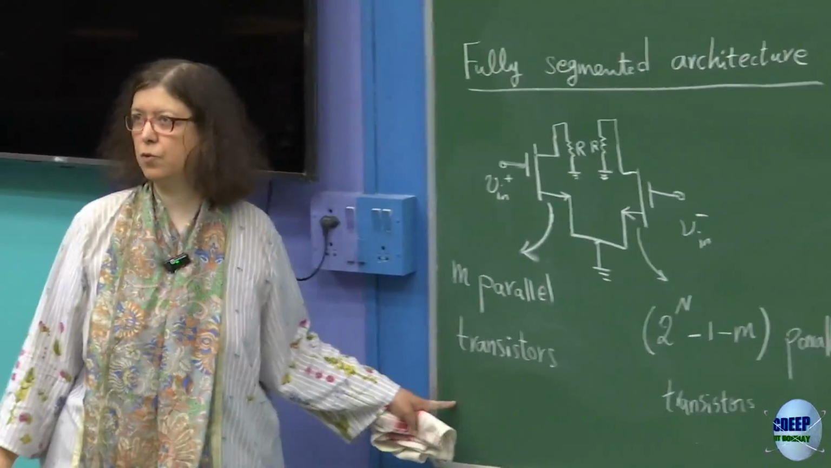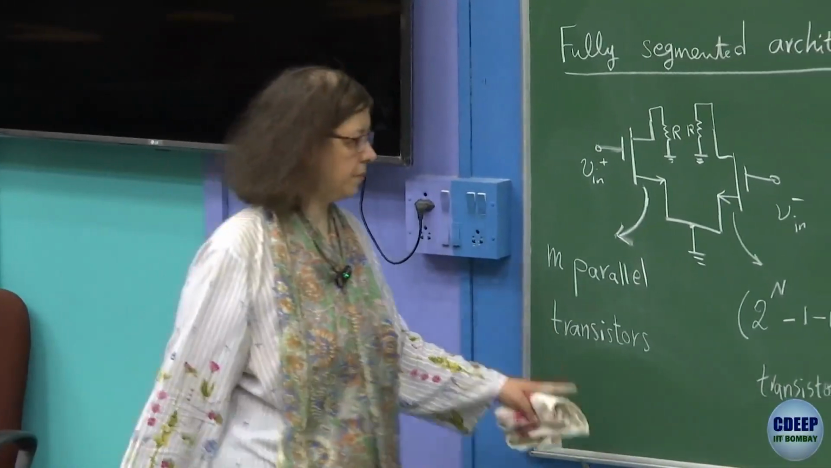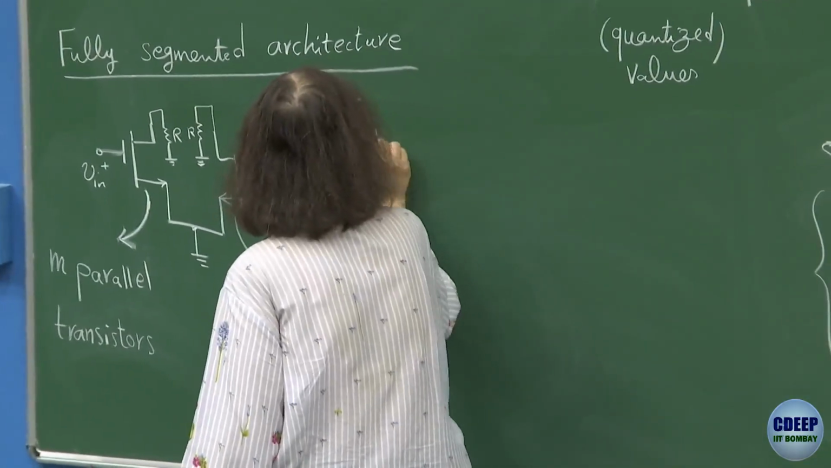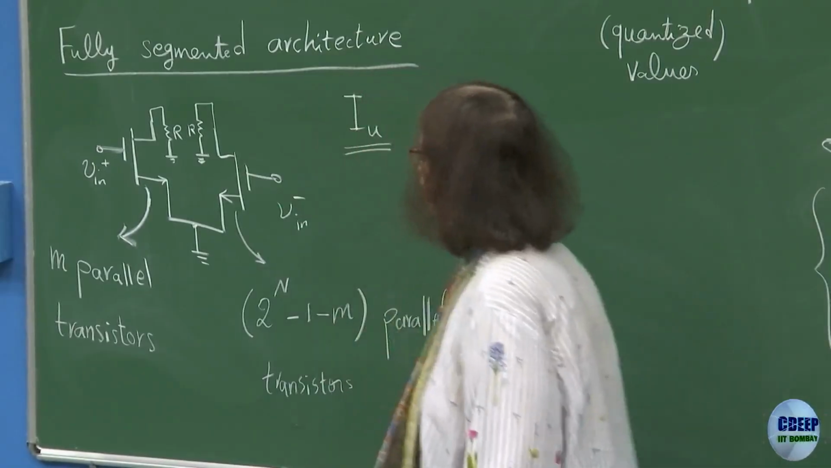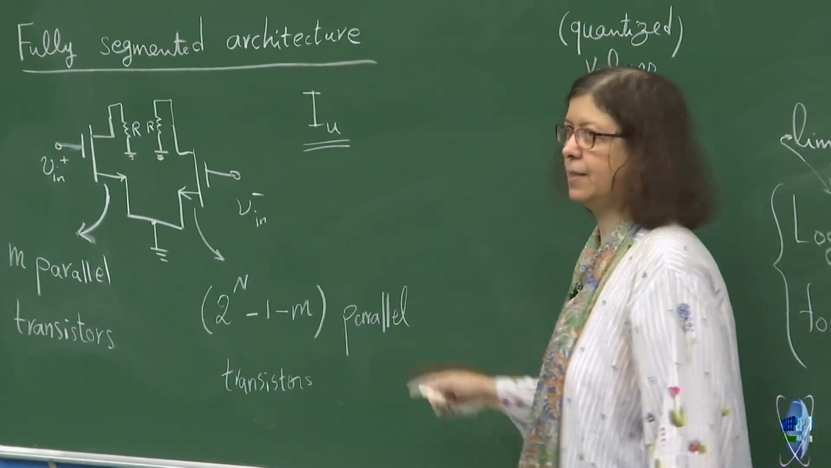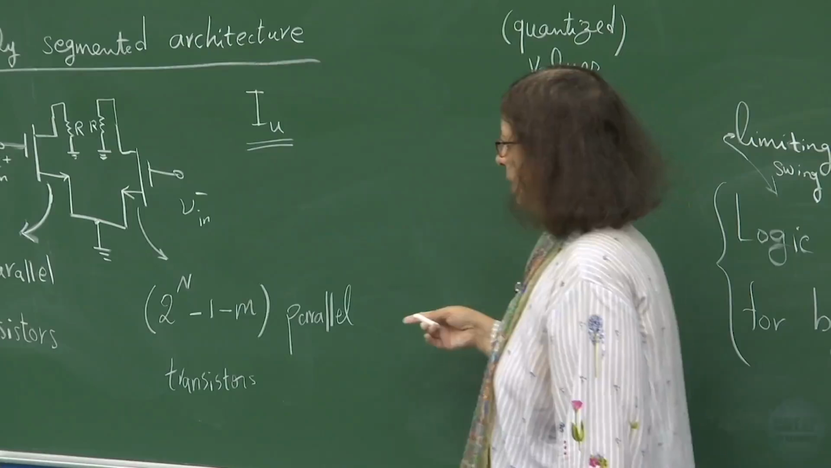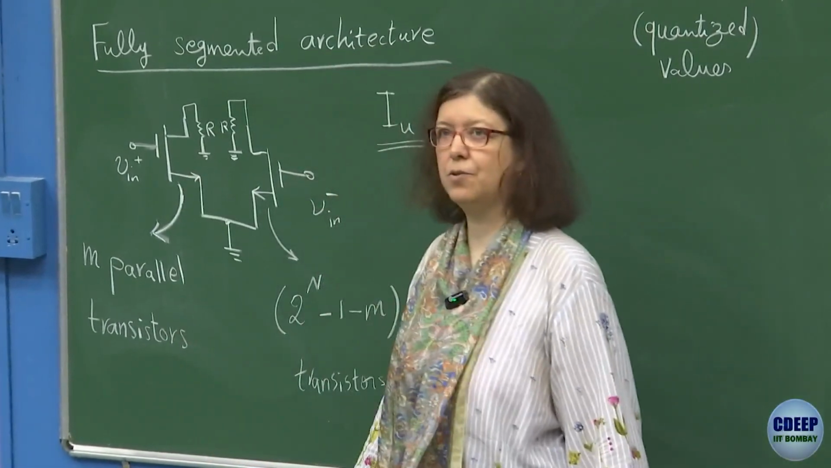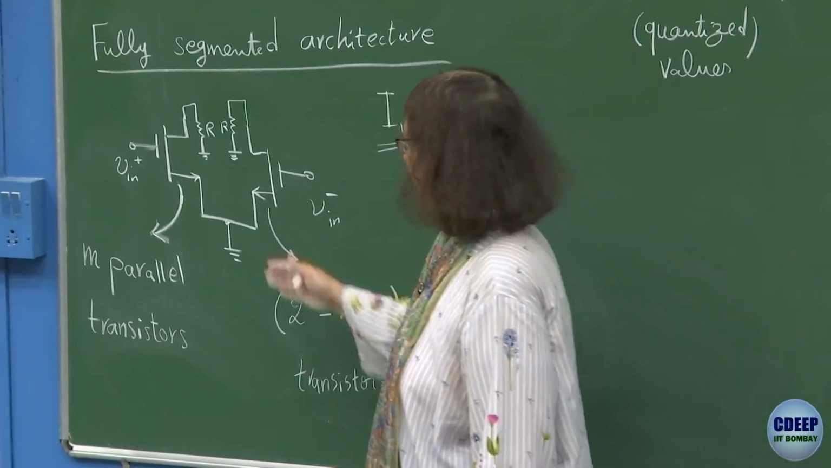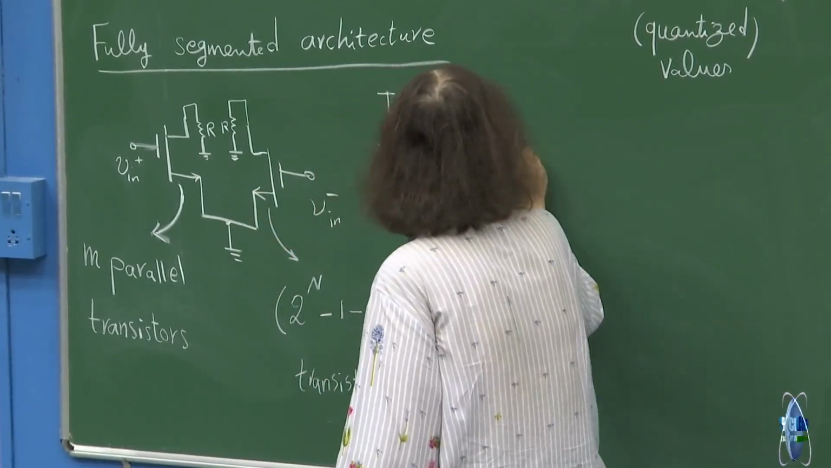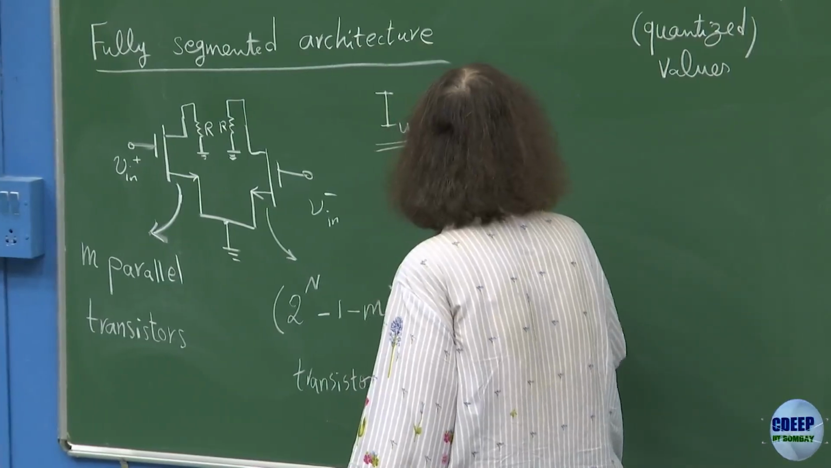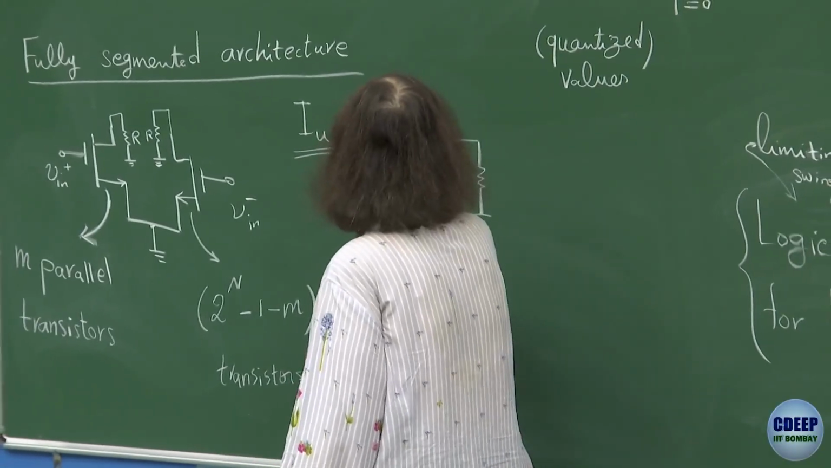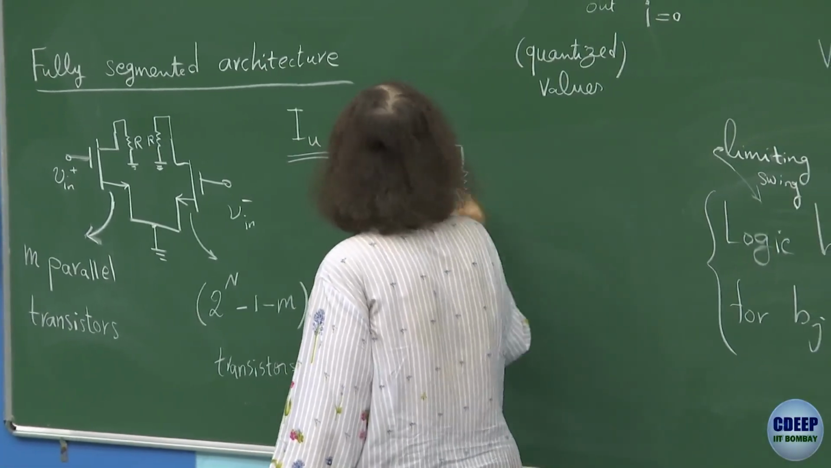Right? So we have 2 to the power n minus 1 units, and every unit only has one current, I unit. If you look at this circuit closely, if you have n parallel transistors and the output resistance of each transistor is RO, effectively you have RO divided by M as an equivalent resistance. And this side it is R.